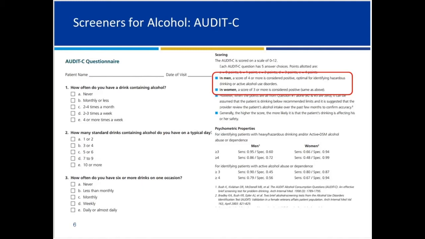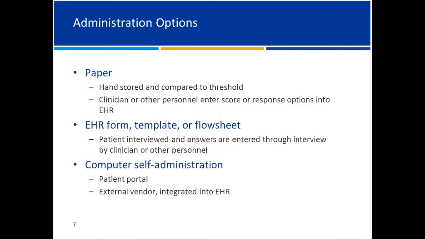So let's talk a little bit more about the different administration options that you might have for administering these screeners. The lowest tech form is paper. The medium is electronic health record form or template or flow sheet. So this is something that the clinician sees. And the most advanced and technologically involved is computerized self-administration.